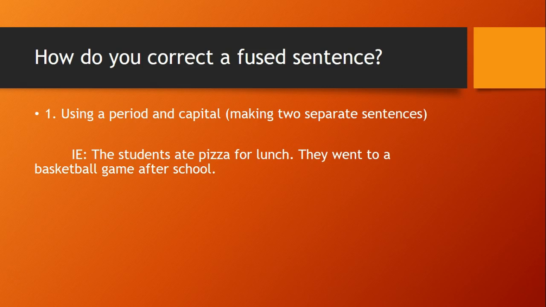Like a comma splice, there are four ways to correct a fused sentence. The first way to correct a fused sentence is by using a period and a capital letter. So you'll be making two separate sentences. In our example, the students ate pizza for lunch, period. They went to a basketball game after school. We've just corrected our fused sentence by using rule number one, which is a period and a capital letter, or in other words, making two separate sentences.